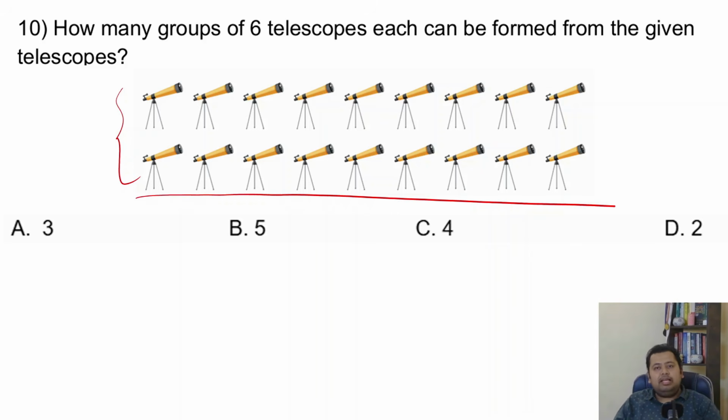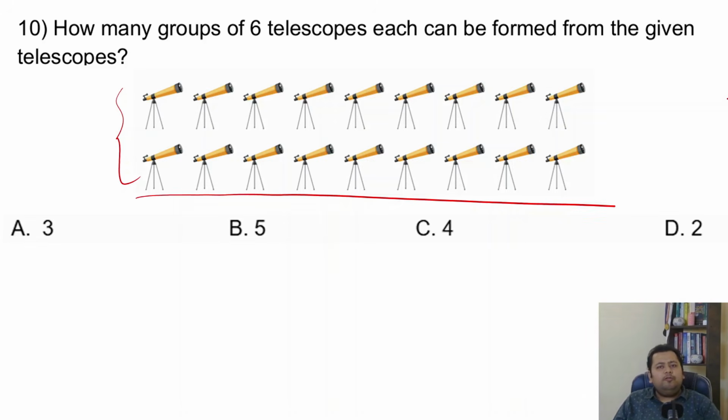I'm sure you would have done something like this in class 1 and class 2 as well, if you have already appeared for the examination, right? So you need to create groups of 6 telescopes and see how many such groups can be formed. Pause the video, solve it, and then look at the solution.